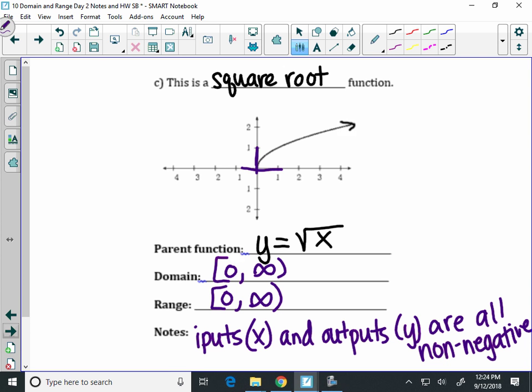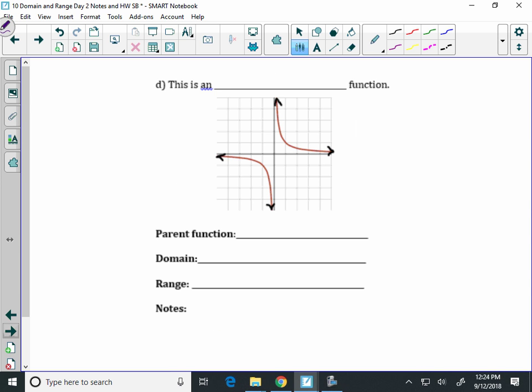So non-negative means 0 or positive values. And we have one more graph. I think these ones look kind of cool. We're going to get to these at the very end of the school year. There's two names we can give it. You can call it an inverse function, or you can call it, I'm going to put in parentheses here, a rational function.